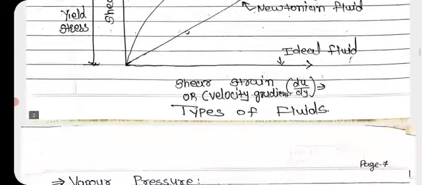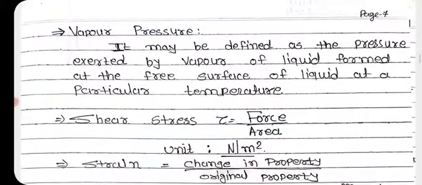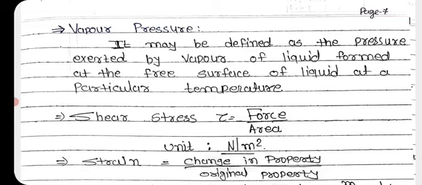Okay, fine. Then one definition is there: vapor pressure. Vapor pressure can be defined as the pressure exerted by vapor. Obviously, vapor pressure means pressure exerted by vapor. Whose vapor? Of liquid. How will it form? It forms at the free surface of the liquid at a particular temperature. As we know, vapor forms from liquid.